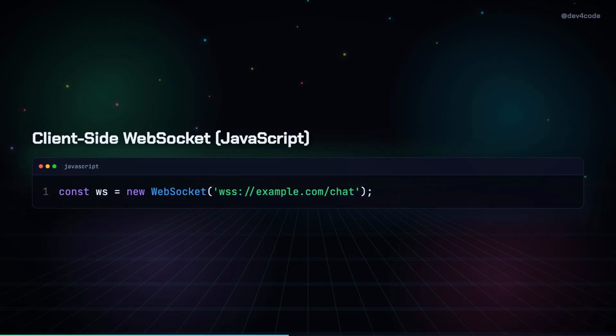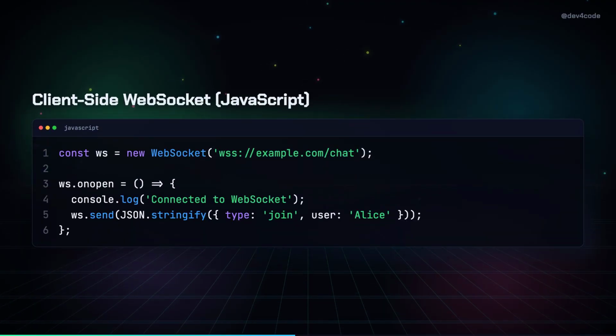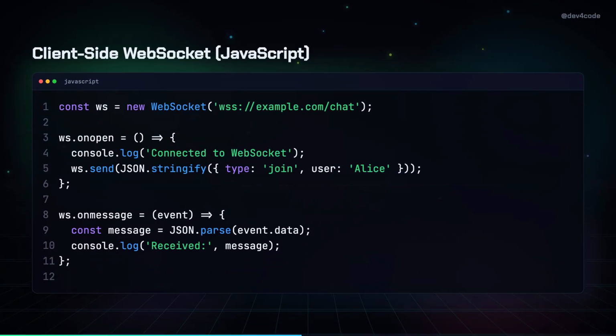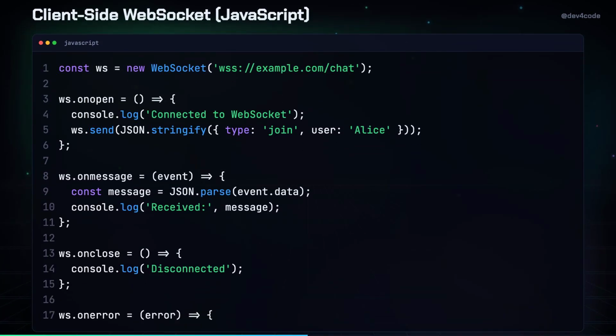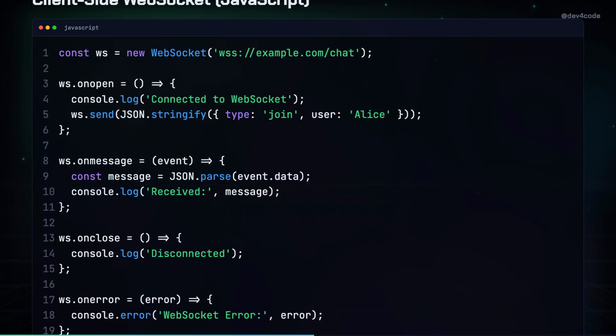On the client side, typically in JavaScript, the WebSocket API makes establishing a connection straightforward. You provide the ws:// or wss:// URL, then define event handlers for connection open, receiving messages, and handling errors or close events. Sending data is as simple as calling ws.send with your payload.